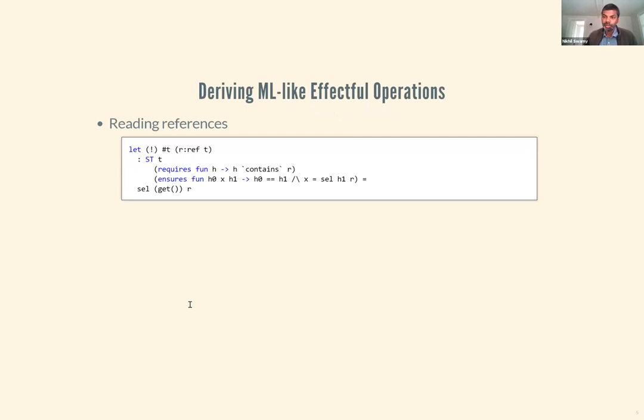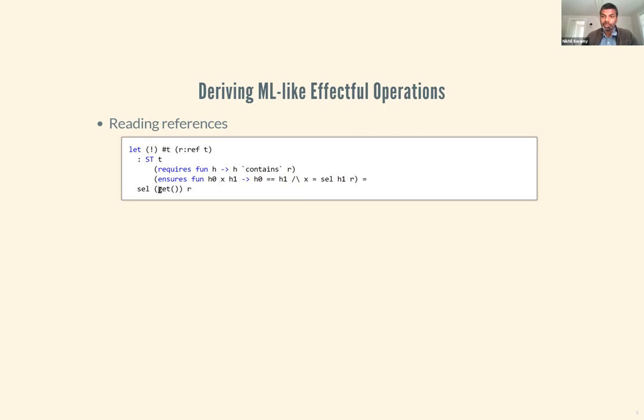Okay. So once I have this kind of abstract heap model, then what I can do is derive effectful operations to read and write these reference cells in an effectful manner. For instance, I'm going to expose an operator called bang. What bang is going to do, given a reference R, is be a computation in the state effect returning a T, while requiring as a precondition that the initial state H contains my reference R. And it's going to tell me that in the final state, my heap didn't change, and that the value that I returned is the value of the heap at location R.